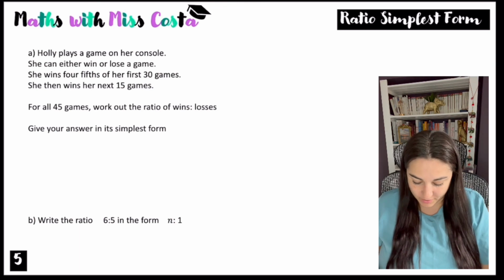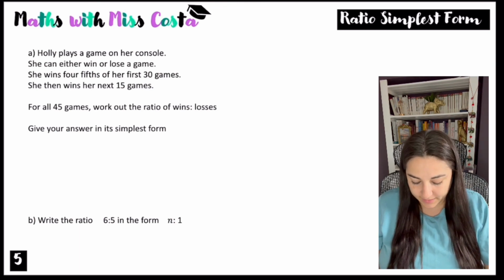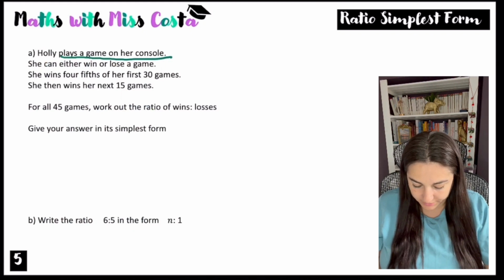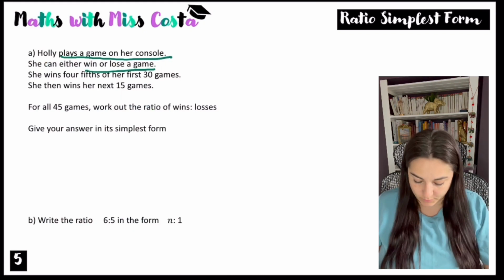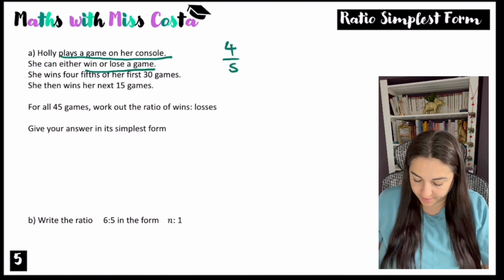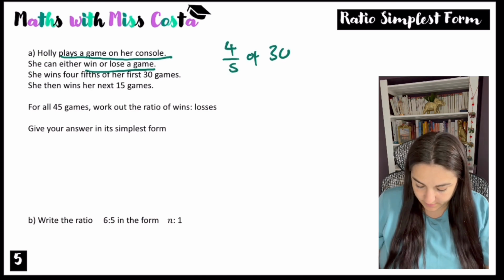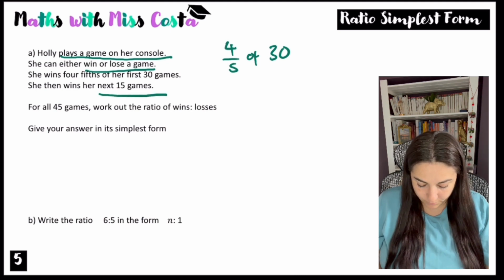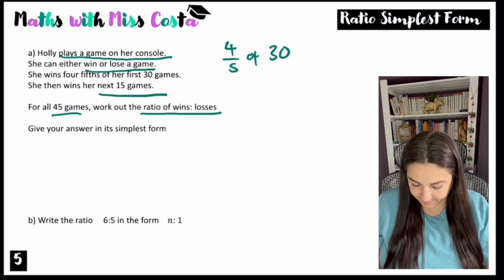Okay, so here we've got a ratio problem. So Holly plays a game on her console. She can either win or lose a game, so there's no in between. She wins 4/5 of her first 30 games and then wins her next 15 games. Okay, so for all 45 games, work out the ratio of wins to losses.